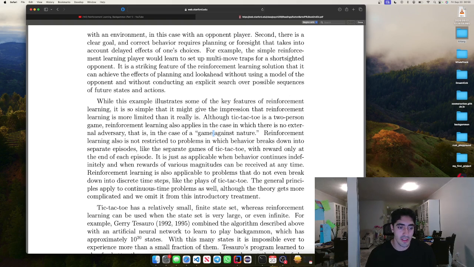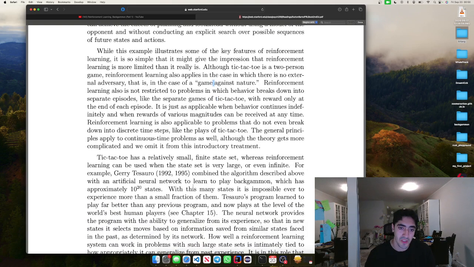With rewards only at the end of each episode, it is just as applicable when behavior continues indefinitely, when rewards of various magnitudes can be received at any time. Reinforcement learning is also applicable to problems that do not even break down into discrete time steps, like the play of tic-tac-toe. The general principles apply to continuous time problems as well, although the theory gets more complicated and we omit it from this introductory treatment.